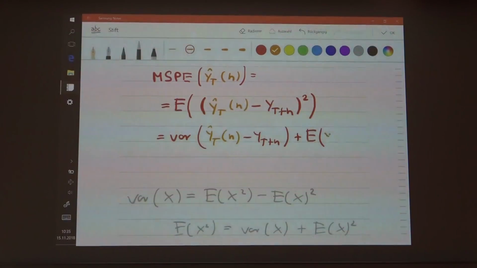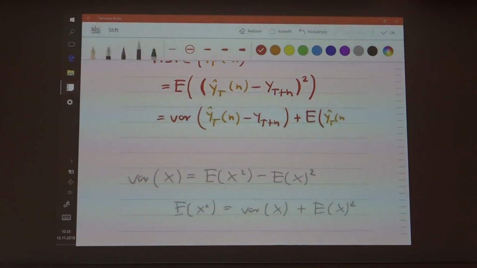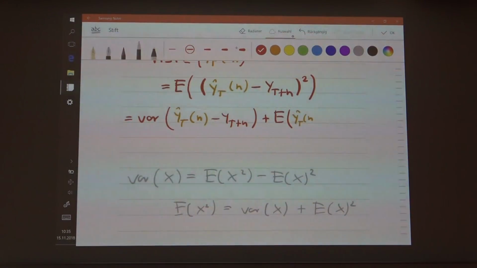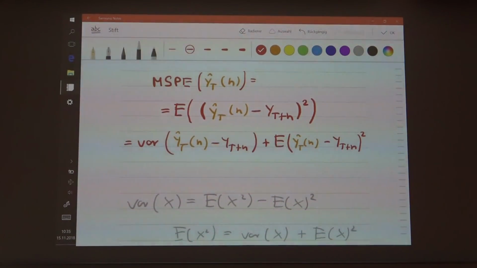So this is the expectation of the prediction error, and you take the square of that. So the variance of the prediction error plus the square of the expectation of the prediction error is going to be equal to the mean squared prediction error. What you have here is the prediction error.